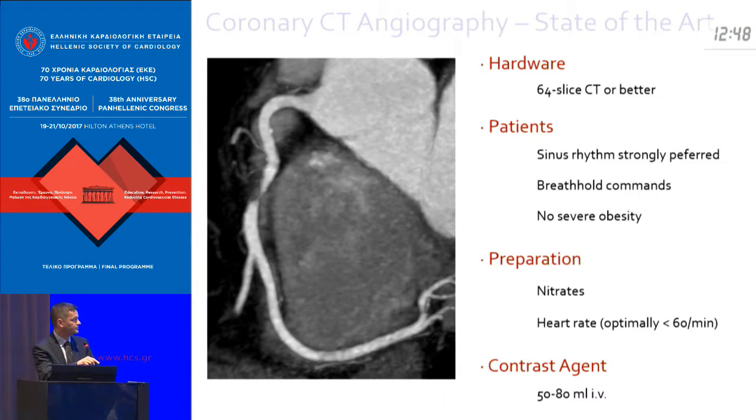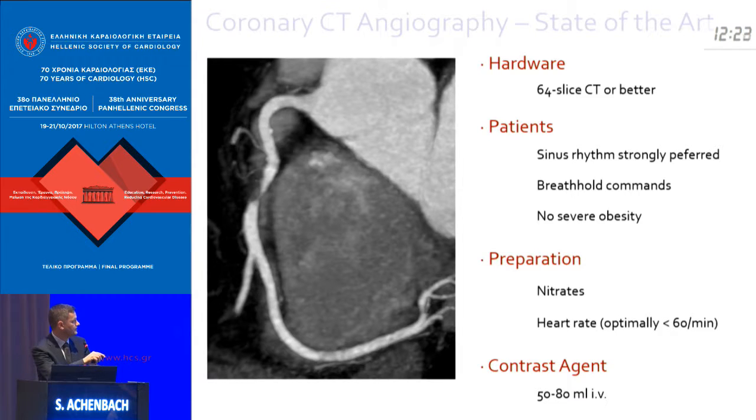Patients have to be able to follow some breath hold commands, and severely overweight patients can be problematic to image by CT. The heart rate should optimally be less than 60 beats per minute, so giving beta blockers prior to the scan is extremely helpful to improve image quality. And of course, we need contrast agent to visualize the lumen of the coronary arteries. Between 50 and 80 milliliters are usually sufficient.